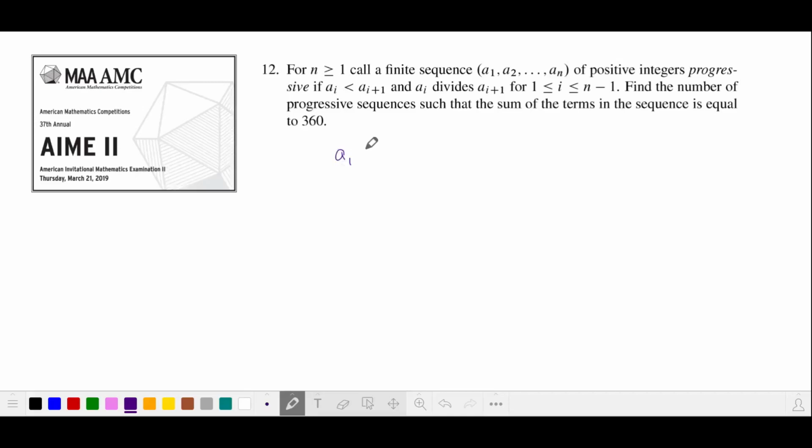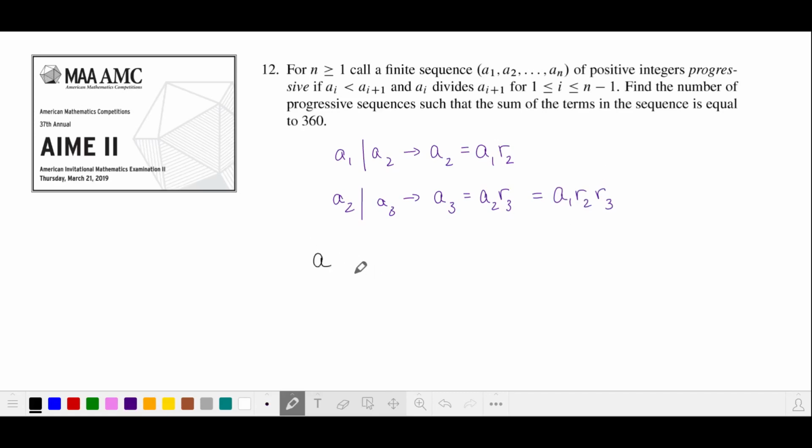If A1 divides A2, then we can write A2 as a product of A1 and some other number. If A2 divides A3, then we can write that A3 is a multiple of A2. And substituting for A2, we have that A3 is A1 multiplied by 2 of these factors. So our sequence looks like this.